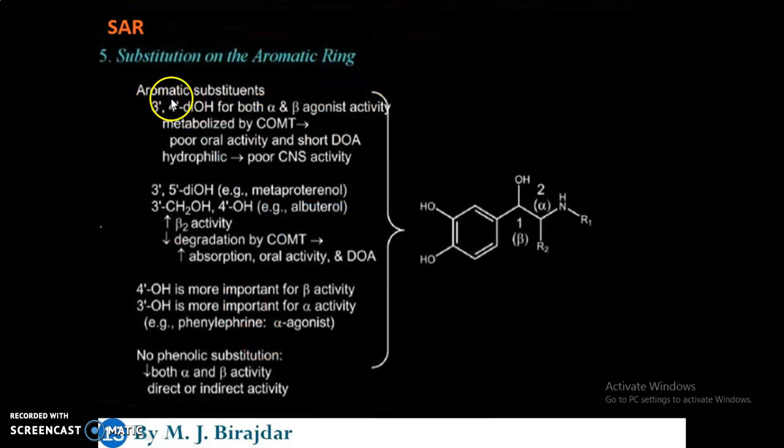Substitution on the aromatic ring. This is the catechol nucleus. On the aromatic ring, both hydroxyl groups are required for alpha and beta agonist action, but are easily metabolized by COMT, catechol O-methyl transferase enzyme, which decreases duration of action and oral activity, and decreases CNS activity also. If there is no substitution on the benzene ring, there is a decrease in the activity.